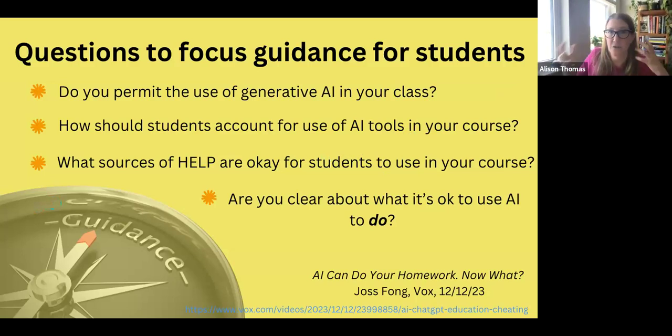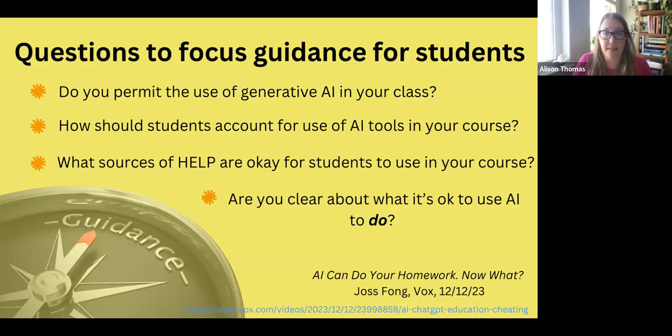So knowing that there are two baskets that students put AI tools in, one of them is help. Being more clear about what's help in a responsible sense for your class and what's not is really useful. And then this last one touches on something important to my mind, to address the concern about the changing landscape of AI tools. I mentioned that AI tools are changing names and the functions are changing, and it's a dynamic landscape. So I think this question of, are you clear about what it's okay to use AI to do, is the more important question than what tools are okay to use. And I'll make that distinction clearer.